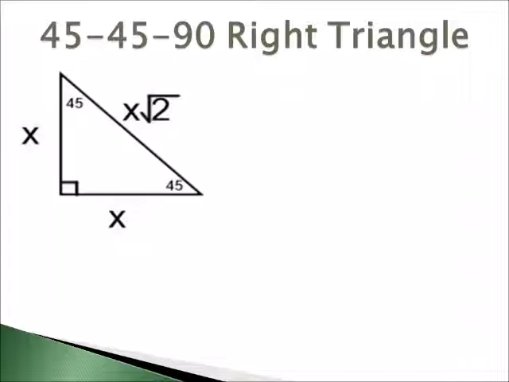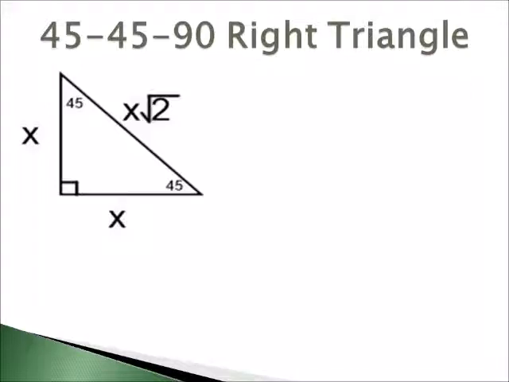Next, let's look at the 45-45-90 right triangle. Due to the fact that there are two equal angles in this triangle, this makes this triangle an isosceles right triangle. Therefore, across from each 45-degree angle, the side lengths will be the same. And across from your 90-degree angle, the side length will be x radical 2.